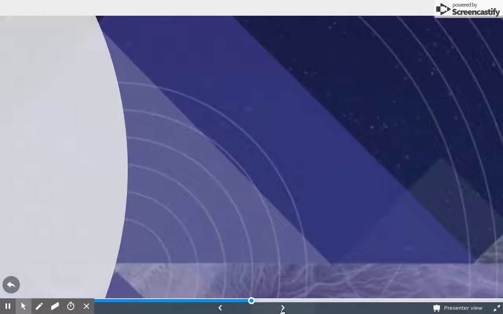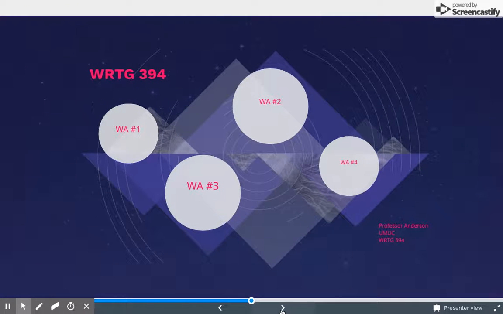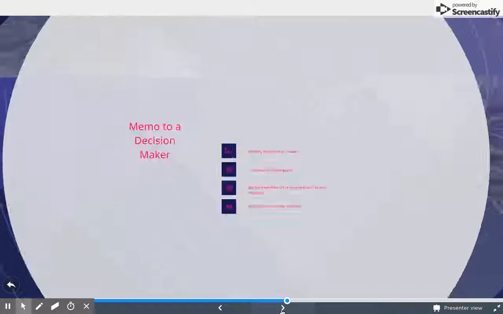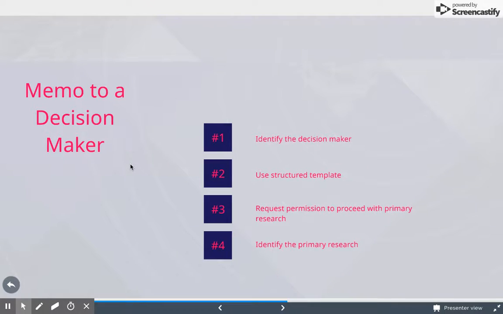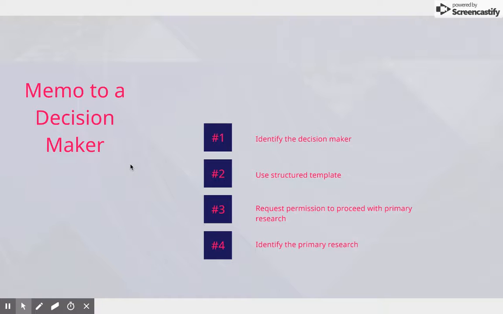When you get to the next phase in this whole big picture of writing 394, it is the memo. Now, the memo is after you've gathered what other people have thought. Now you're going to move into what people in the industry, in that situation that you've identified as a problem, think about the situation. That's where you'll first ask for permission of a decision maker to proceed with primary research, identify the kind of primary research you're going to do, and present it and wait for a response.